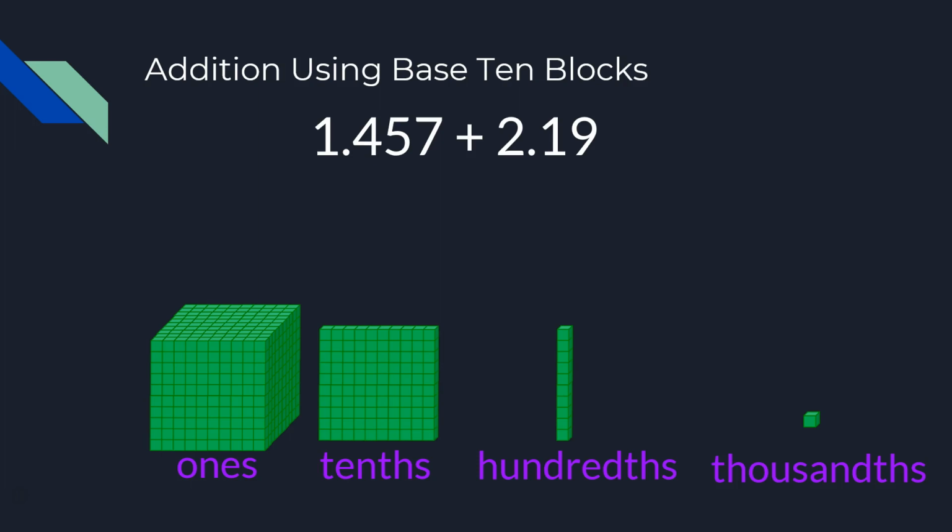What would 1/10 of a tenth be for the hundredths? That would be the rod. And what would 1/10 of the hundredths be for the thousandths? That would be the tiny cube. The first number has 4 place values, so we could use these cubes to represent 1 and 457 thousandths. 2 and 19 hundredths only has hundredths, but since it's in the same problem, we're going to use the cubes just like this also to represent 2 and 19 hundredths. Let's try that now.